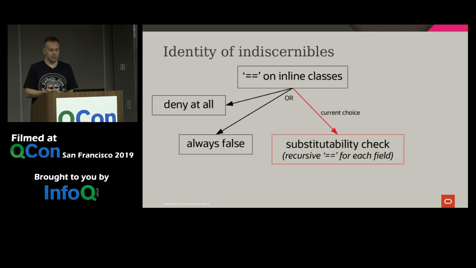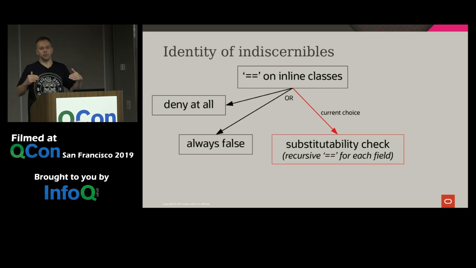There are operations like equals or reference comparison for Java. We had a very long discussion about what we could do for Java here, for inline types. Should we fall through to the equals method? Should we forbid that operation? Should we make it always false? We tried that option, but it's weird. And right now we chose the so-called substitutability check.